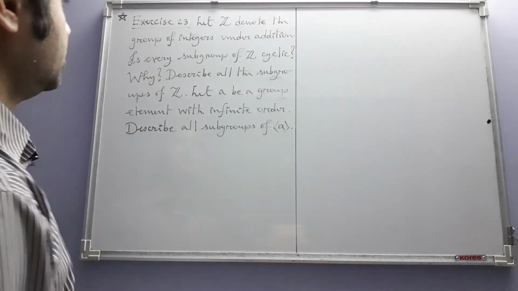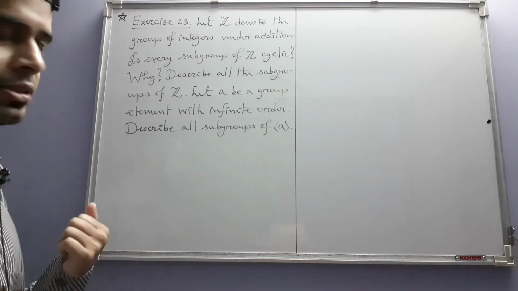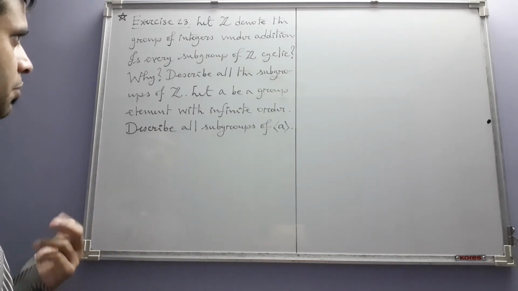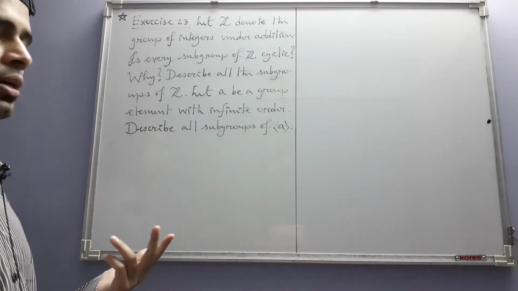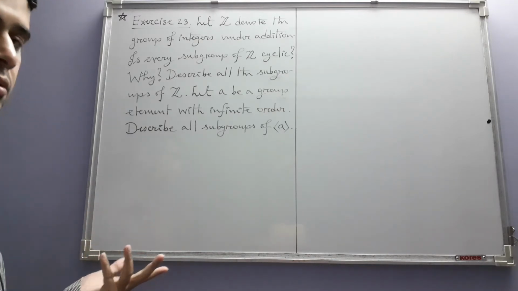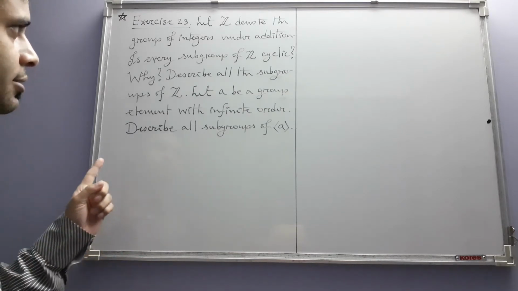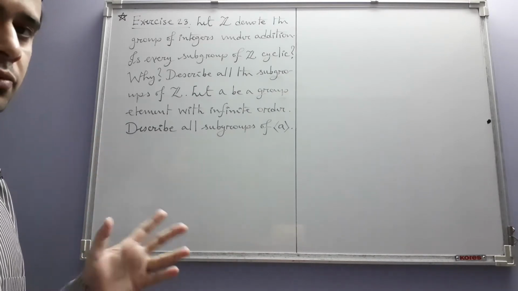Exercise 23. The additive group of integers is given. We have been asked if every subgroup of this group is cyclic and why. What is the reason for our answer? And also we have been asked to describe all the subgroups of this group.